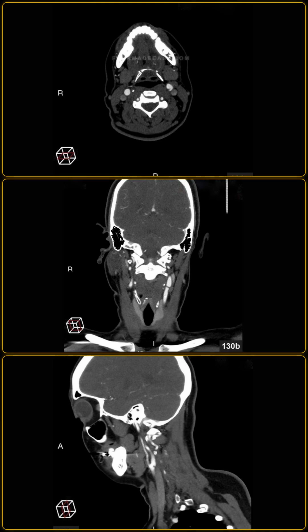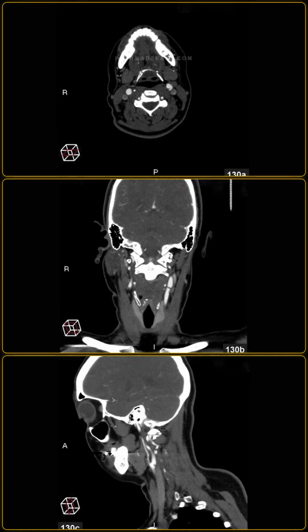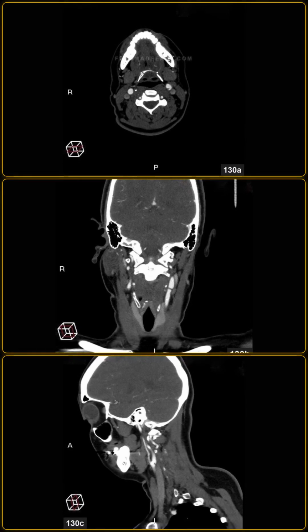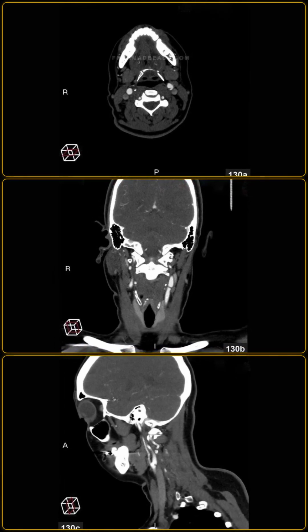Therapeutic options include medical management with antiplatelet or antithrombotic therapy, or surgical intervention with carotid endarterectomy or endovascular carotid stenting. As a radiologist, I would communicate this finding immediately to the clinician, highlighting the web as the likely source of thromboembolism.